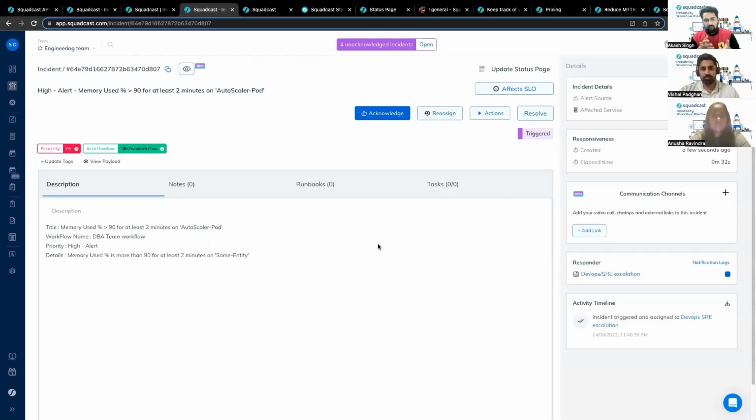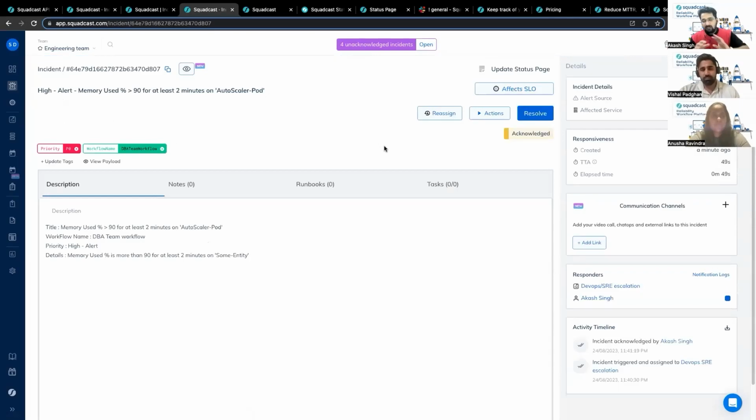Now, the general flow would be that an incident comes in, the incident gets created, and then automatically the escalation policy is triggered. The escalation policy will then take care of notifying everyone who is supposed to be notified for that particular kind of incident. They would come in here and acknowledge the incident. Once the acknowledgement happens, they would start to do the initial triaging.